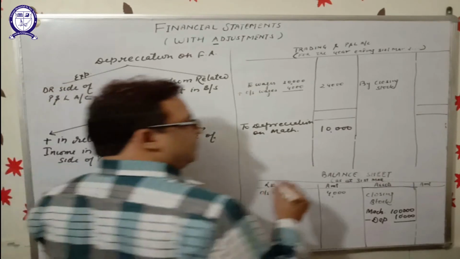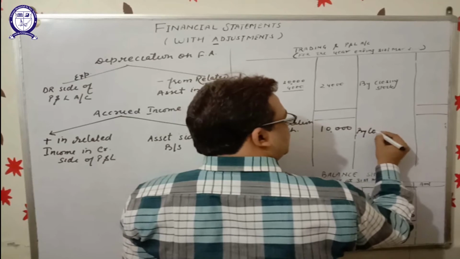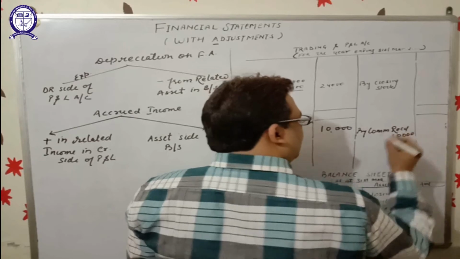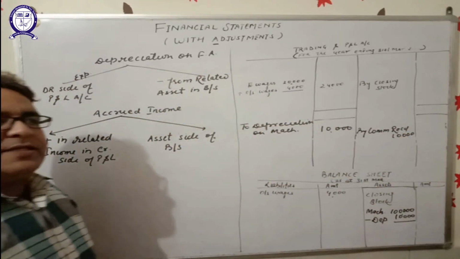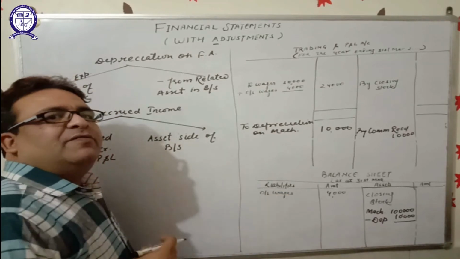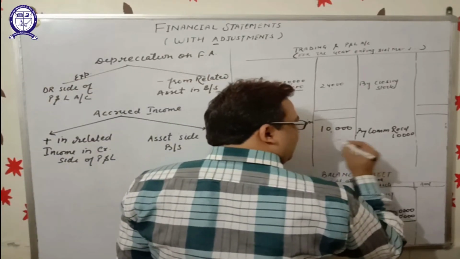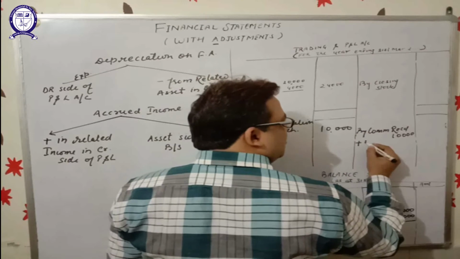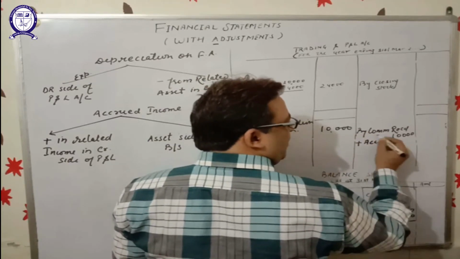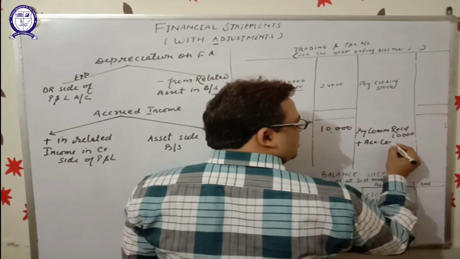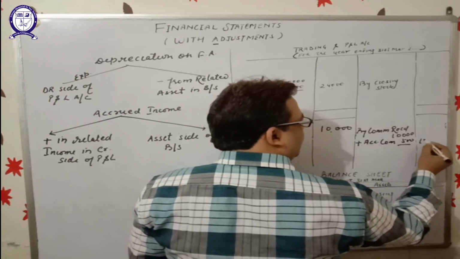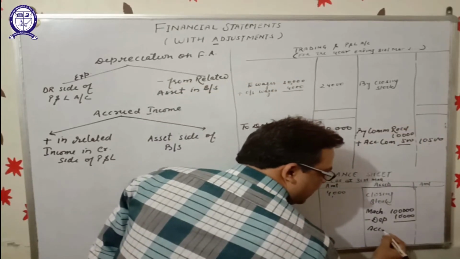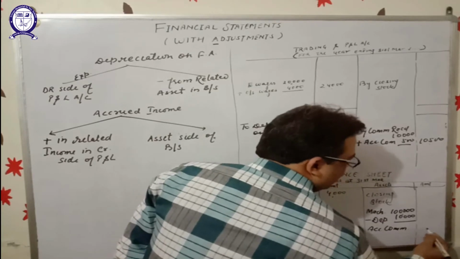Let us take an example. Suppose commission received is given in trial balance rupees 10,000, and in adjustment it is given that commission is still receivable 500. So if commission is still receivable, that is also income of current year. That's why this will be added back to commission received. Accrued commission. On the other hand, second time it will be recorded here in the asset side of balance sheet. Accrued commission 500.